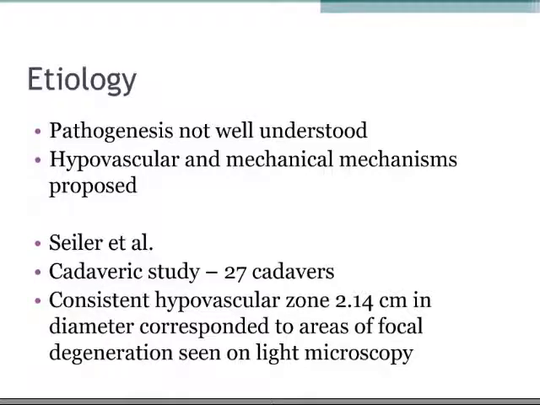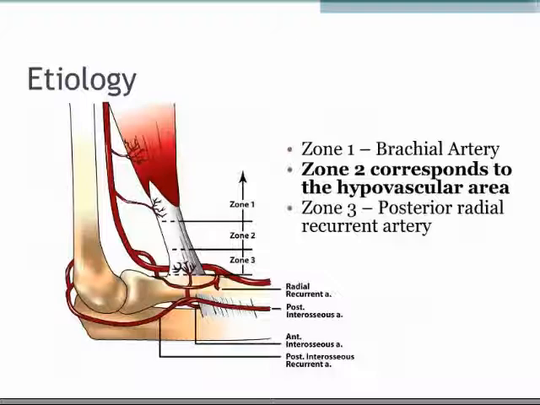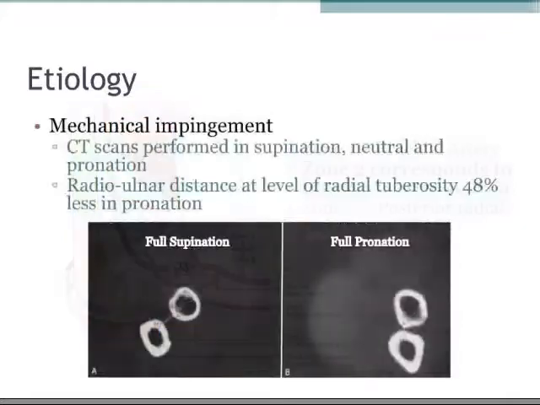In the proximal segment, it's supplied by branches of the brachial artery, as on the diagram, and zone 3 is supplied by the posterior radial recurrent artery, and in zone 2 there's a relative area of hypoperfusion. In addition, another mechanism contributing that this paper proposed was mechanical impingement. In full supination, the radio-ulnar distance at the level of the radial tuberosity is quite wide, and in full pronation it reduces by 48%, hence impinging.